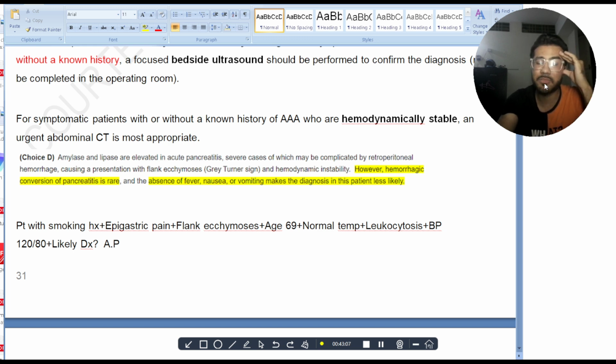What is the next best step if the patient is unstable and you suspect abdominal aortic aneurysm? It would be, depending on the history, if there's a known history, surgical repair. If there is no known history, you do the surgical repair while you also perform a bedside ultrasonography.